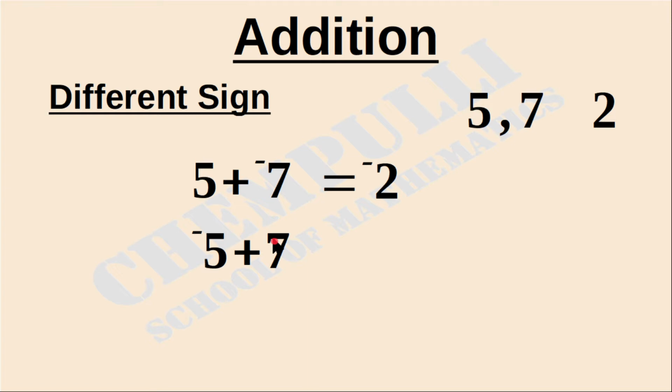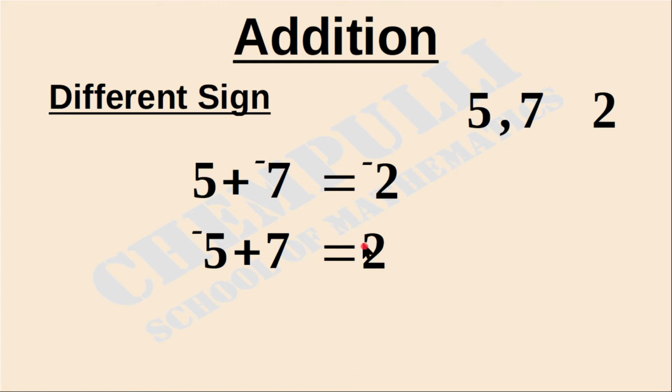Okay, in the different sign case, take those two numbers. Here the numbers are 5 and 7 without sign. Take the number without sign. That means 5 and 7, the same numbers. Then find the difference. Difference means 7 minus 5, big number minus small number. Then what is the answer? It is 2. Okay, then write the big number sign. Which is the big number? 7 is the big number. Then what is the sign of that big number? The sign of that big number is positive. Only 7 means positive 7. Then the answer is equal to 2. Clear? Only 2 means it is positive 2.